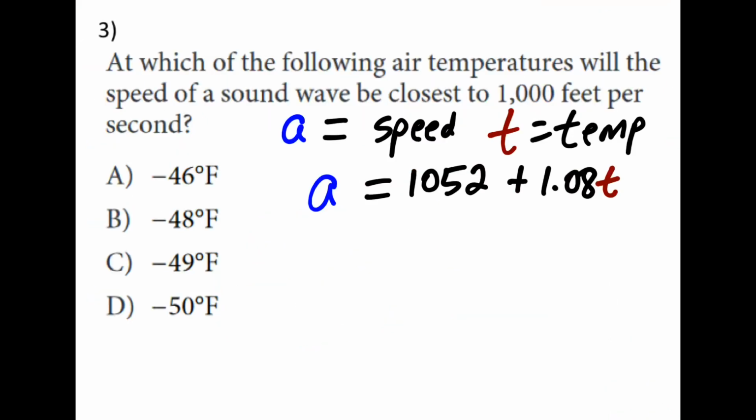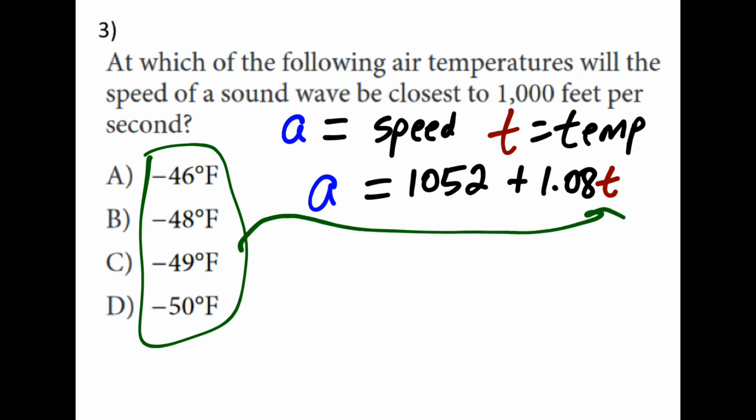So I've brought down the relevant information for this problem, that a is equal to speed, t is equal to temperature, and this was the original equation. Number 3 asks, at which of the following air temperatures will the speed of a sound wave be closest to 1,000 feet per second? So we are plugging in temperatures. These 4 different values would be plugged in here for t, and we want to know which one of them would make a closest to 1,000.